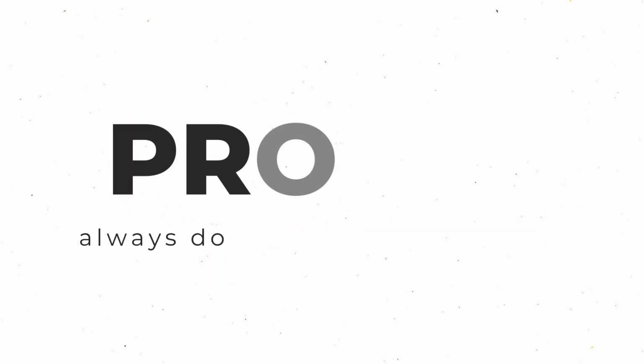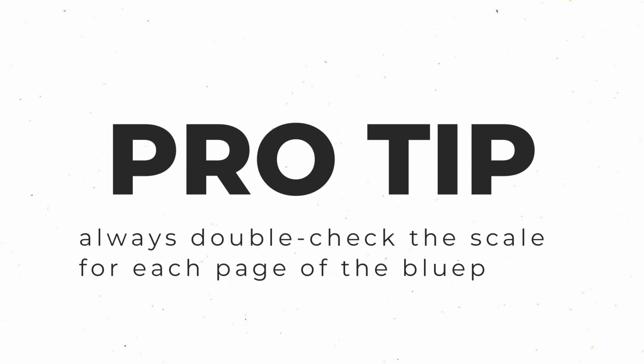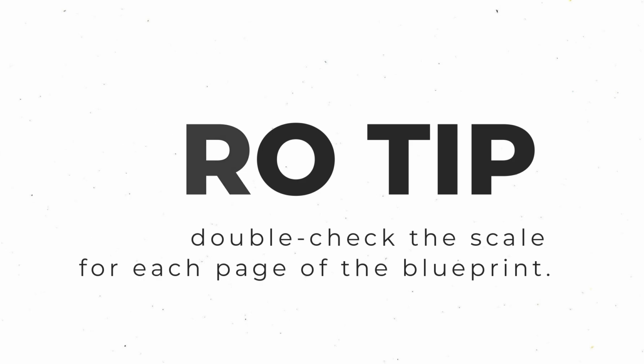Here's a pro tip. Always double-check the scale for each page of the blueprint. Sometimes, different pages use different scales, especially when you're looking at details or sections. You don't want to assume that everything is drawn to the same scale. Check each page and make sure you're reading it correctly.